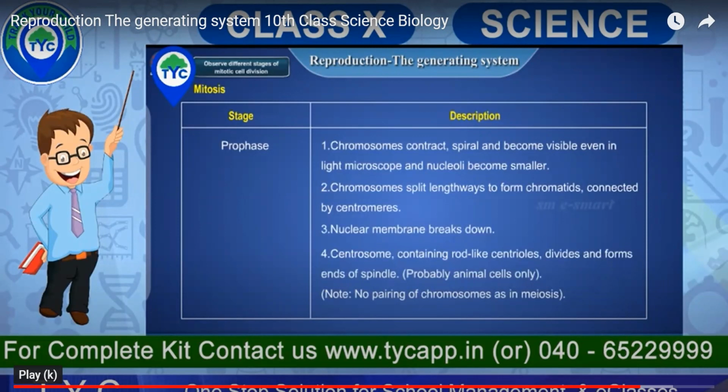Whereas mitosis is a division where the cells keep on multiplying from one to two, two to four, like this they keep on multiplying. So that is the major difference. So now what you see, the major difference in the prophase.